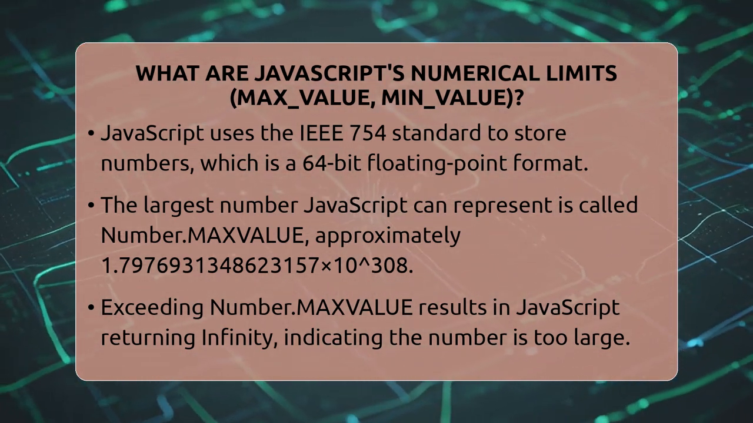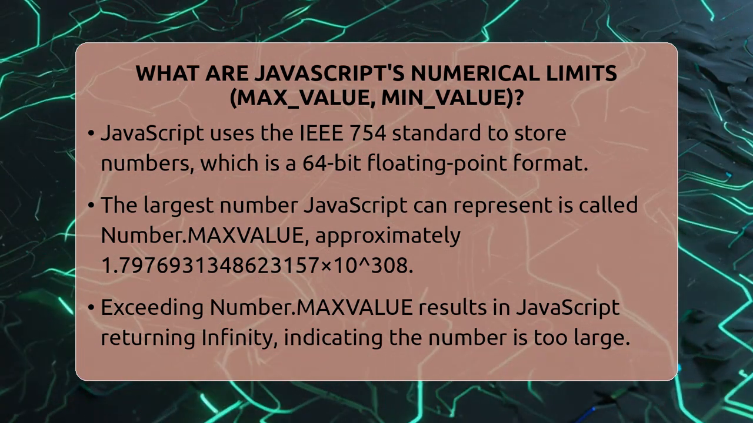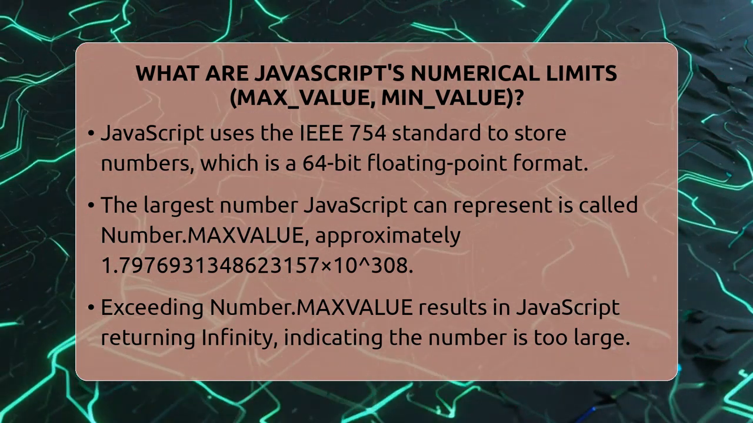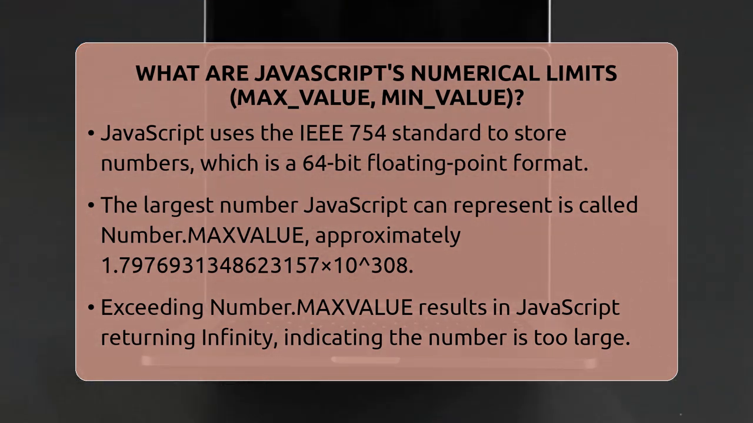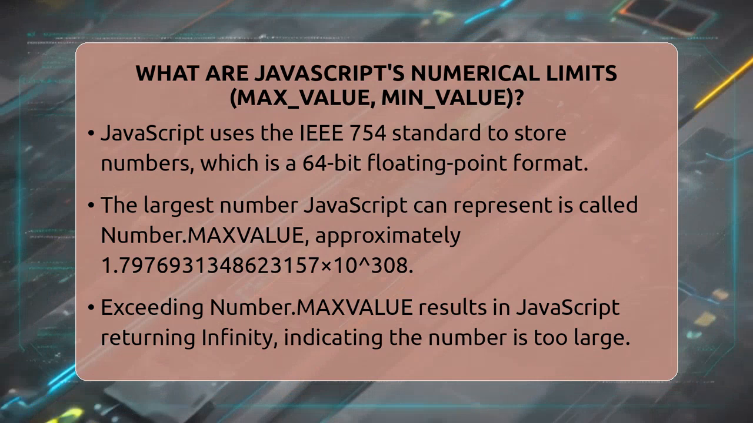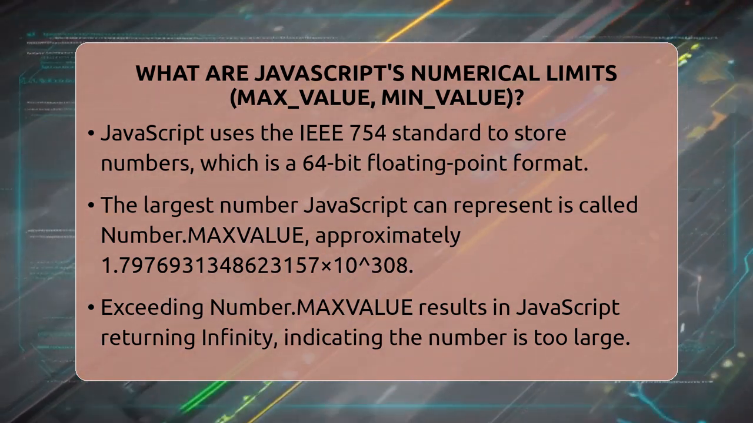JavaScript uses a special way to store numbers, called the IEEE 754 standard. It's a 64-bit floating point format, which means it can handle a huge range of numbers but also has its limits. Let's start with the biggest number JavaScript can represent. It's called Number.MAX_VALUE.